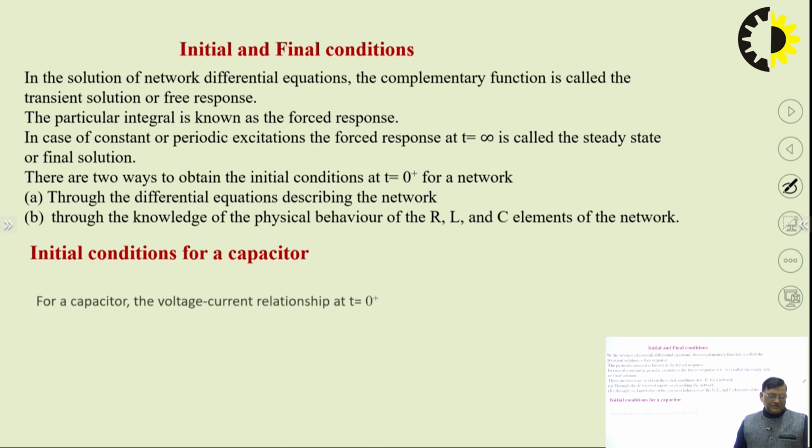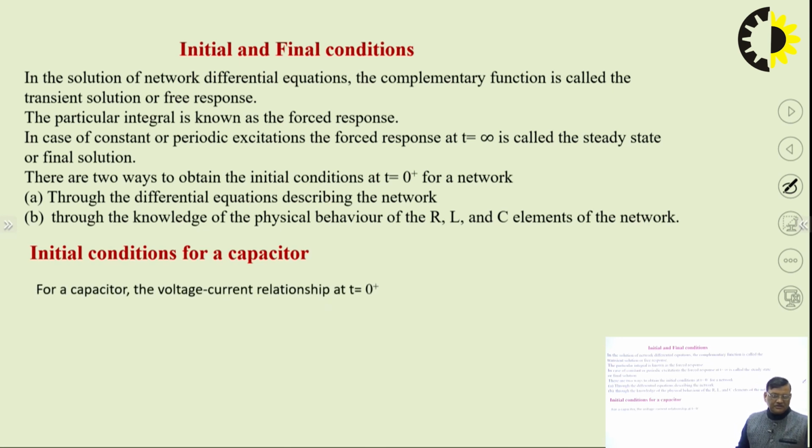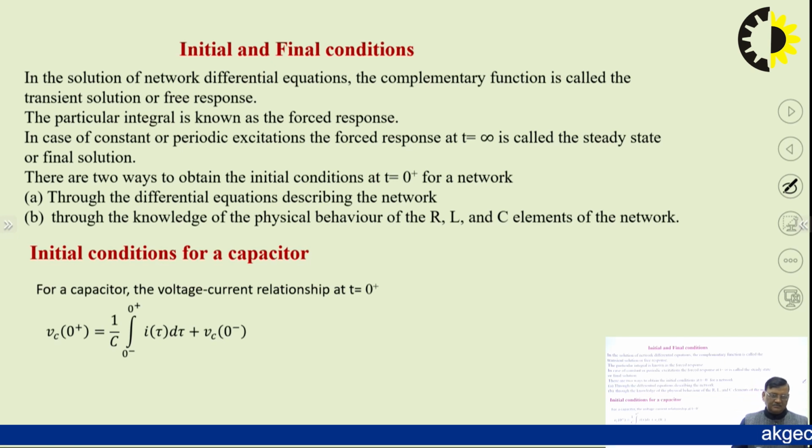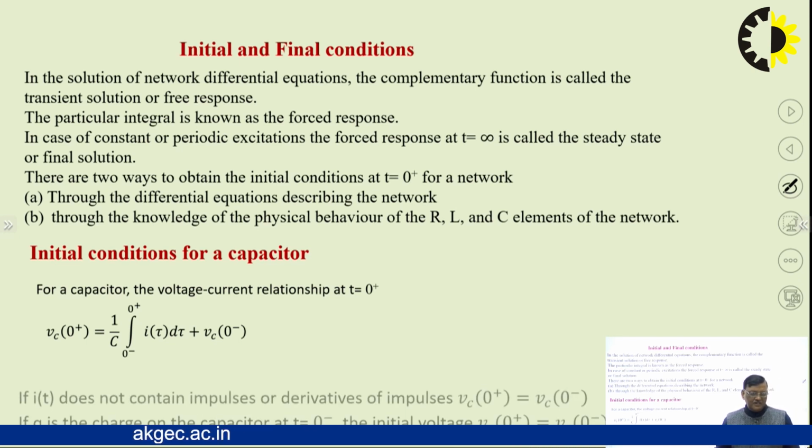So what is the initial condition for a capacitor? For a capacitor, the voltage-current relationship can be given as Vc(0+) = Vc(0-) + (1/C) ∫ from 0- to 0+ of i(t) dt, where 0+ is the time just after the switch is applied, and Vc(0-) is the initial voltage across the capacitor. So this is the equation for a capacitor.